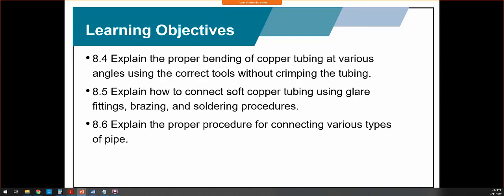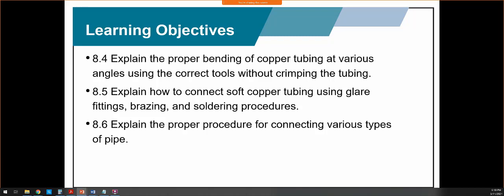We want to make sure that we bend the tubing so we have nice smooth radiuses. There's special tools for that. If we don't, we're going to kink it. If we kink the tubing, we're going to have a restriction. And a restriction means that we're not going to move the heat out of the space as properly. All right, there's a blockage. It's almost like having another metering device in there.